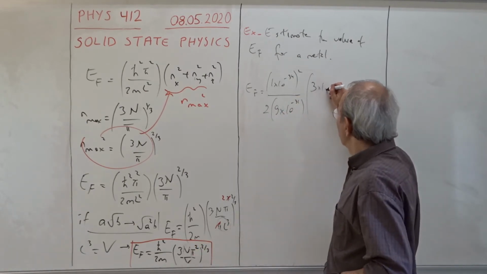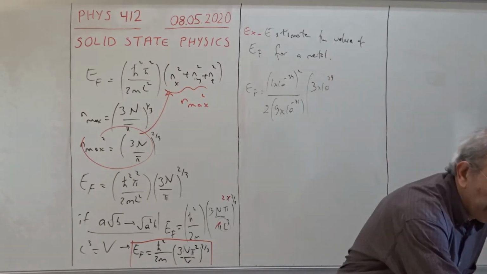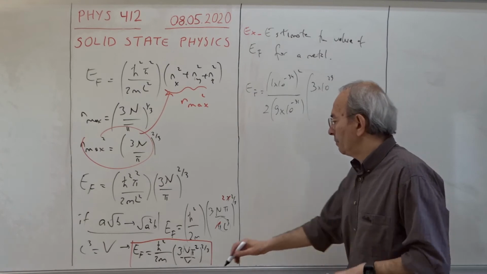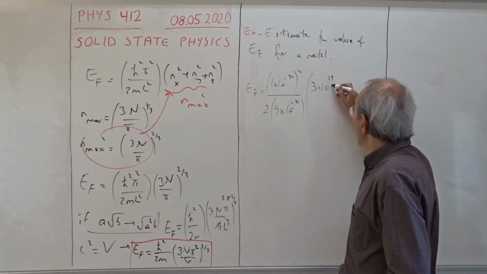3 times 10 to the 29, and then pi squared. Pi squared, as you know, is roughly 10.